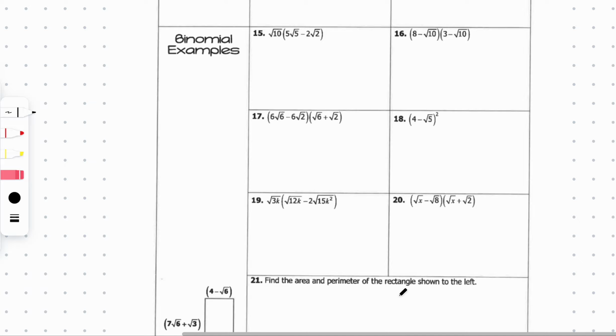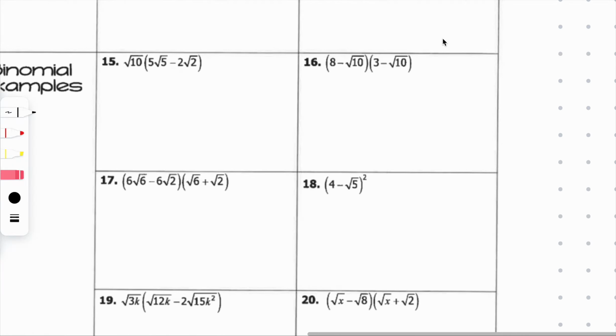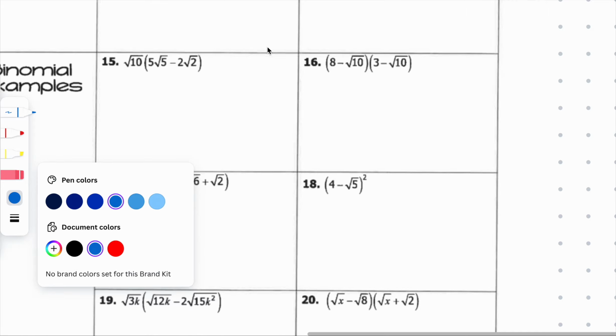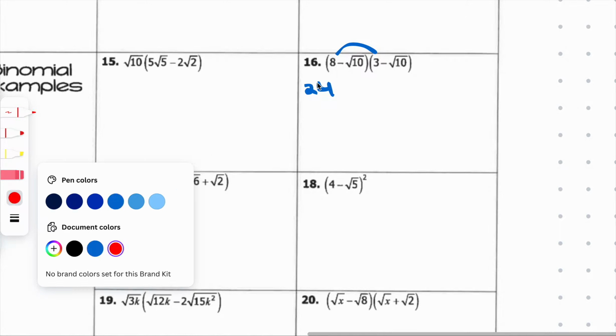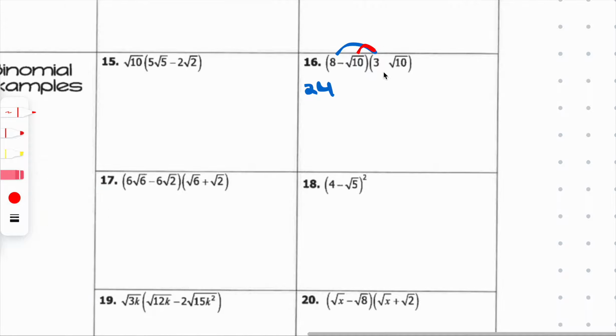So let's actually do number 16. Here, essentially, we're going to have to FOIL. If we break this up into multiple parts, we first have to do this 8 times 3. And 8 times 3 is just going to be 24. Great. Not bad at all. And then we have to do negative root 10 times 3. That's going to be minus 3 root 10.